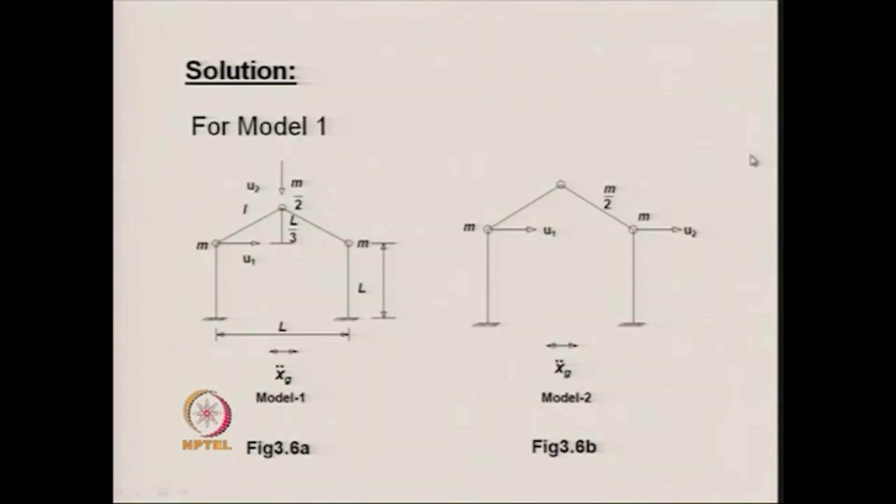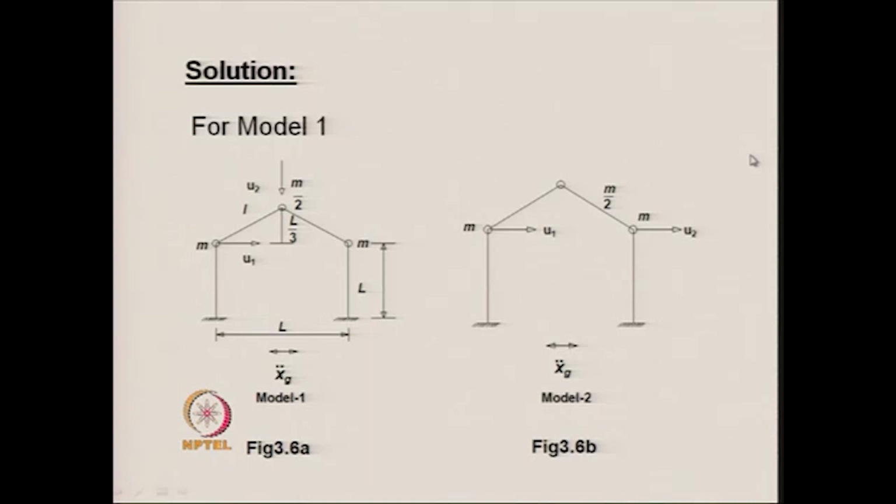The problem for which this mass matrix exists is shown here. This is the pitch roof portal frame, and one can model it in two ways. The first model is this one, in which the kinematic degrees of freedom are the rotations at this point, this point, and this point, and if we assume the inextensibility of the members, then two translational degrees of freedom will exist, and one can choose them in different ways.